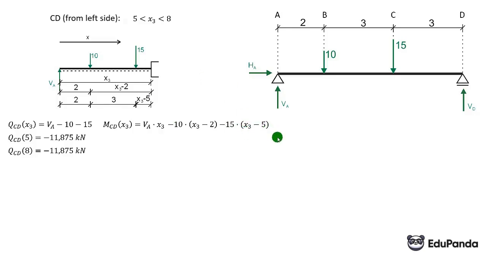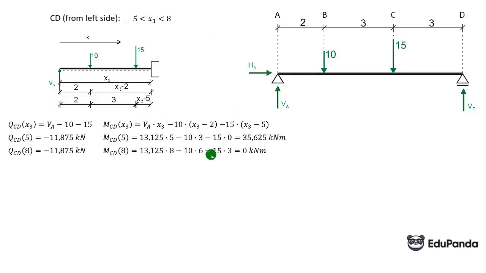These are things that might be troublesome at first, but over time, with the number of beams processed, it becomes more intuitive and easier. And for this long moment equation in the CD interval, we substitute the limits of the intervals, which are 5 and 8 meters, and we calculate the numerical value. And for the coordinate 8, we get 0 kNm.